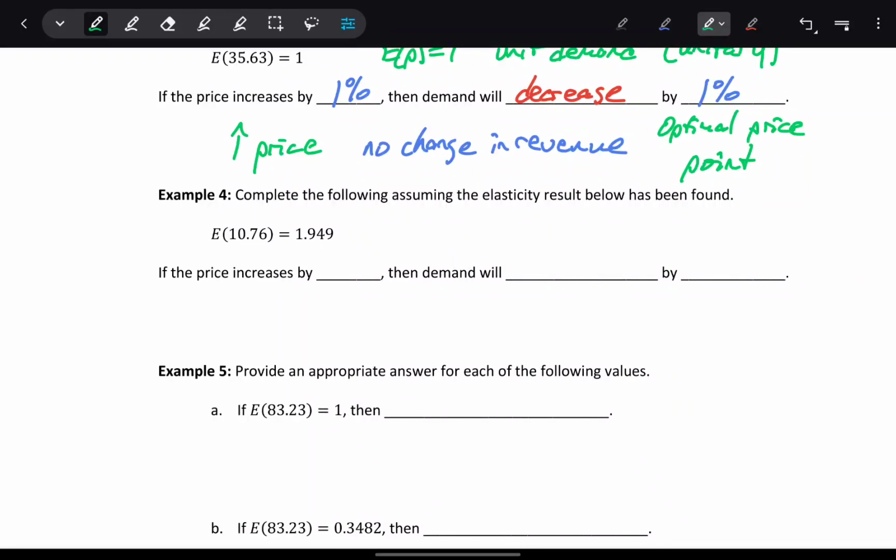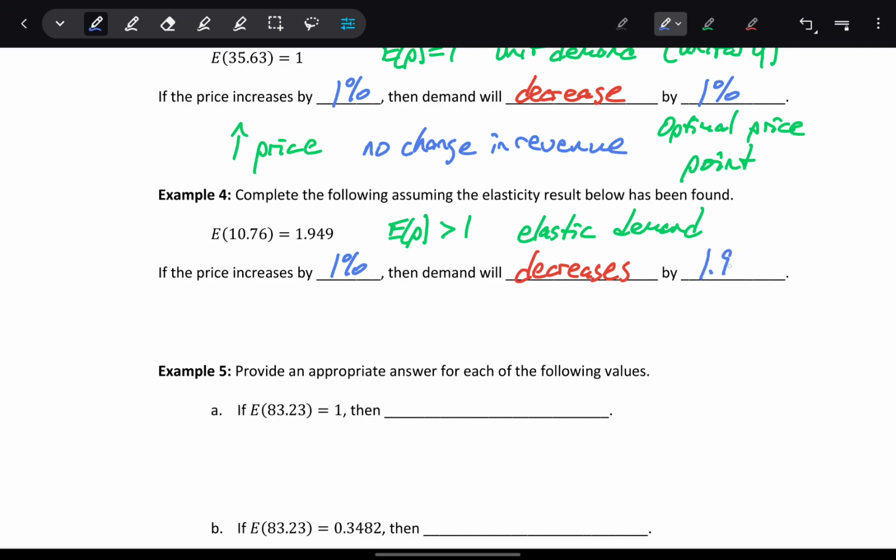In example 4, we have an elasticity value that's greater than 1. We refer to that as elastic demand. So in this case, if price were to increase by 1%, demand still decreases, and in this case by 1.949%.